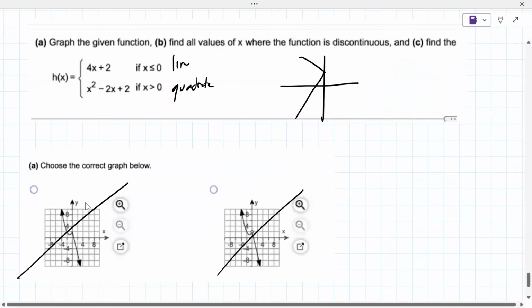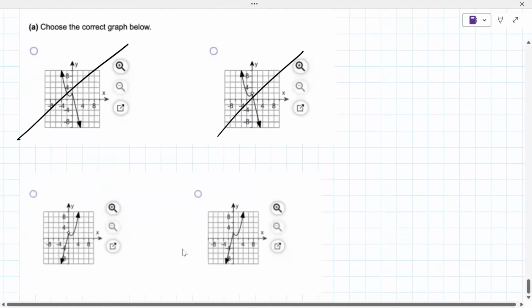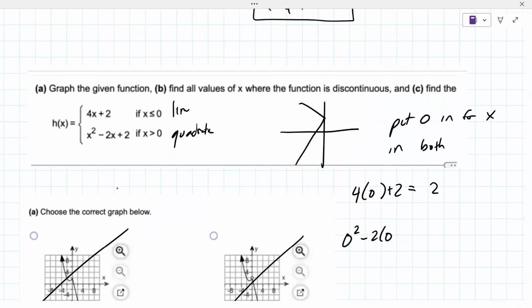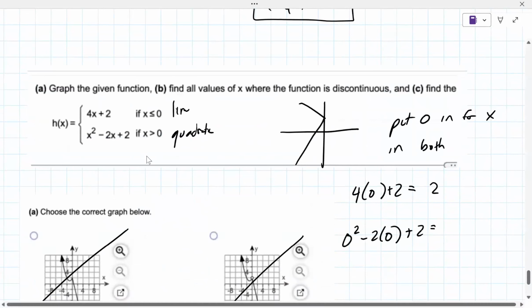Now to figure out what's going on at 0, you have to put 0 in for x in both. So for the first one, it's 4 times 0 plus 2. And for the second one, it's 0 squared minus 2 times 0 plus 2.